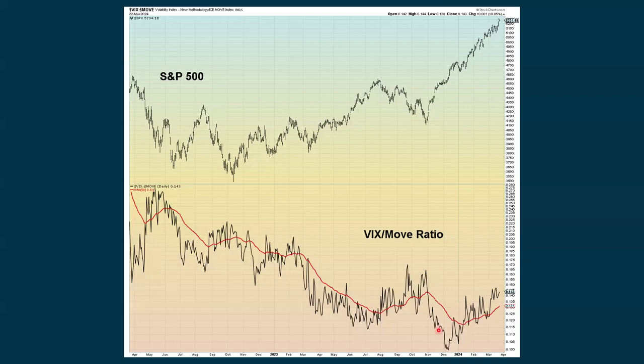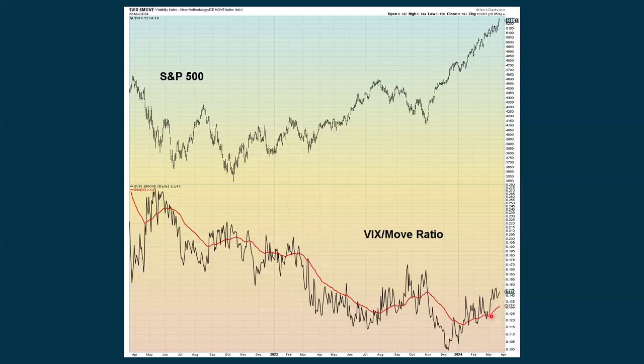We do a ratio between the VIX and the MOVE index. And when this is going down with the moving average, the red line, that means that stocks are becoming less and less volatile and they're usually going up at that point. Well, ever since the beginning of 2024, we're seeing the moving average continuing to go up. Now we're seeing the VIX itself drop to lower levels.